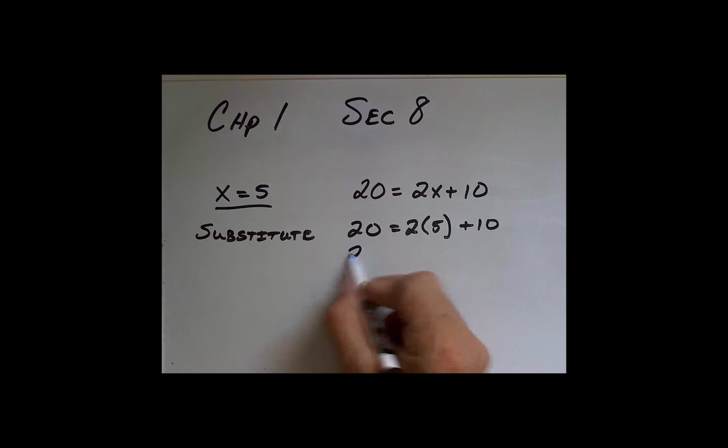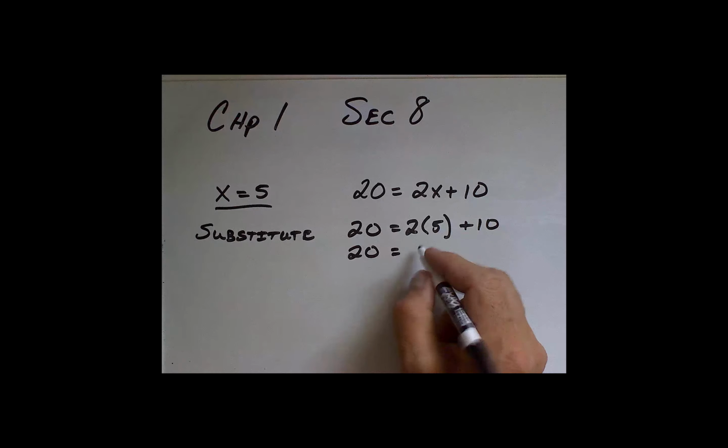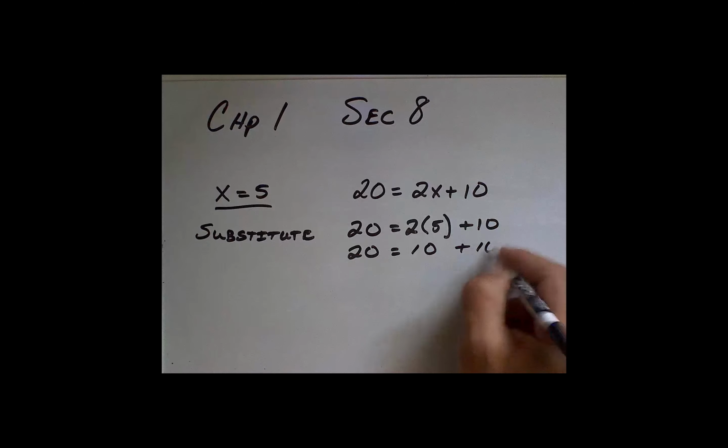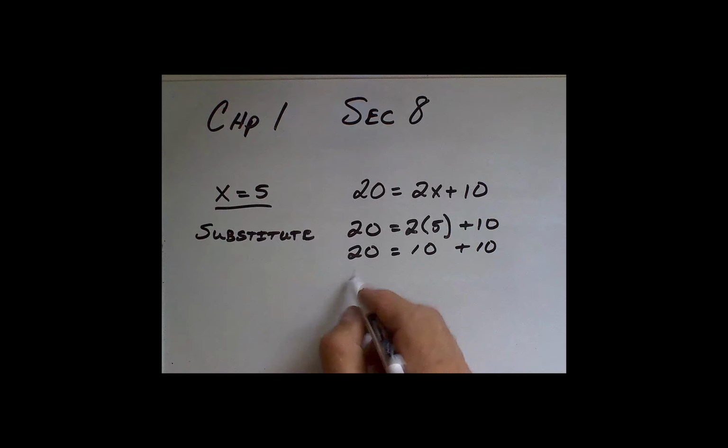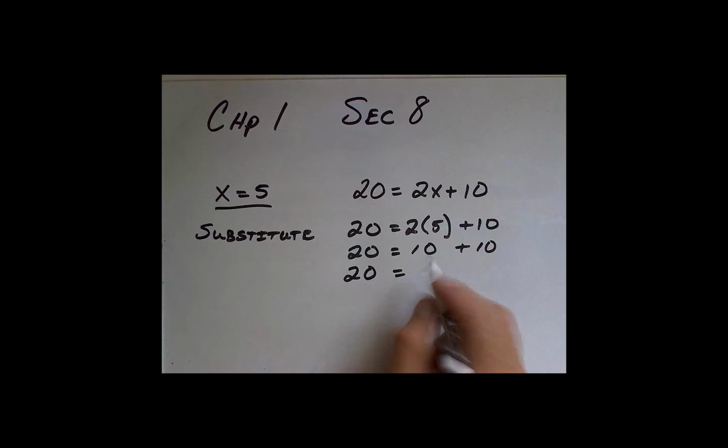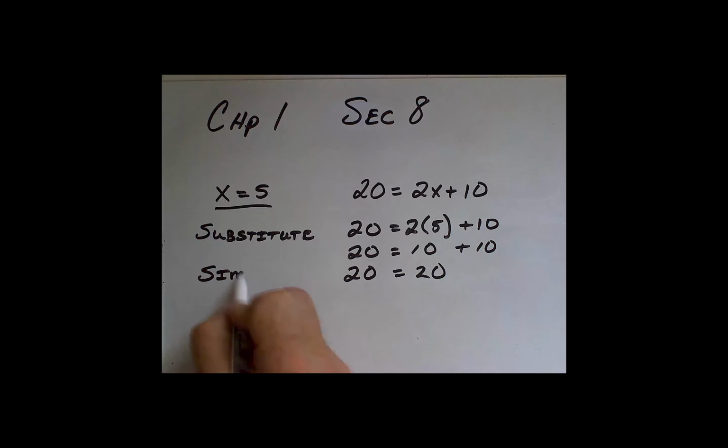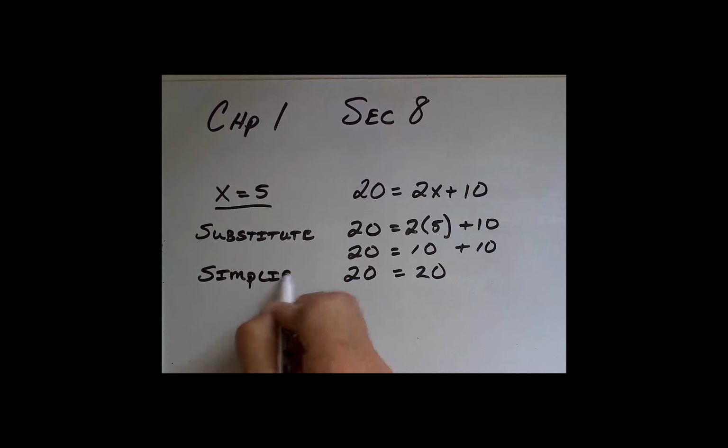So we can rewrite this: 20 equals 2 times 5, which is 10, plus 10. And then we can say 20 equals 10 plus 10, which is 20. This is what we call simplify. Once we've substituted in the number, we simplify it down to find out, is it correct or not? This is what this chapter is going to be about.